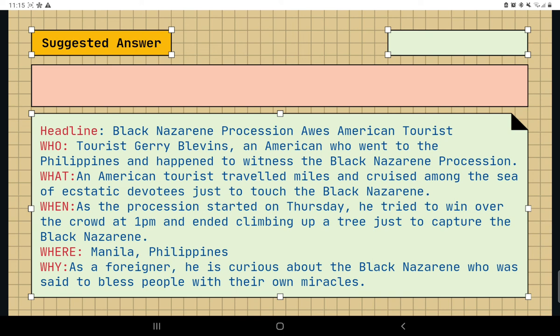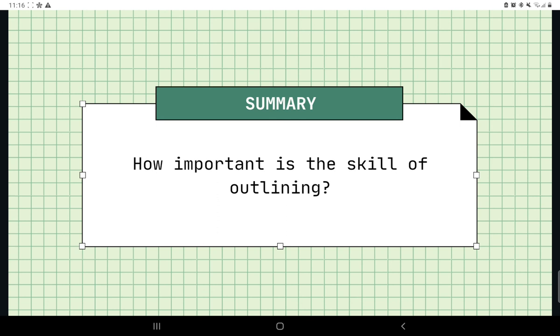So, where did it happen? It says there that Manila, Philippines. So, why? Bakit siya interesado dun sa Black Nazarene? Nanakawin niya ba? Is he going to steal it? No. It says there that as a foreigner, ito hindi siya talagang nandun ha. But this is the implied idea from the article. As a foreigner, he is curious about the Black Nazarene who was said to bless people with their own miracles. Itong kinuha kong idea na to ay mababase ko lang dun sa mga sinabi niya kasi pinaliwanag niya kung saan galing yung Black Nazarene. So, it really showed na meron siyang interest doon sa history ng Black Nazarene or he just wants to witness the procession. Okay? He just wants to witness the procession.